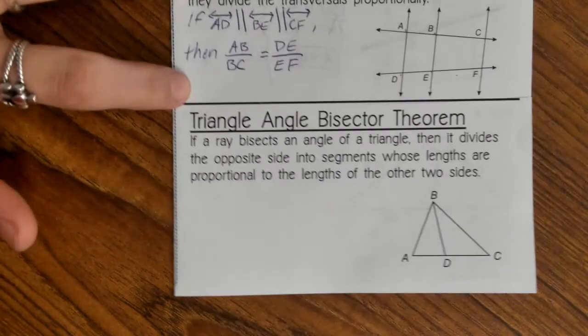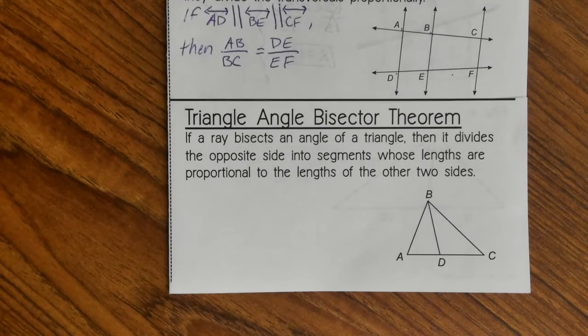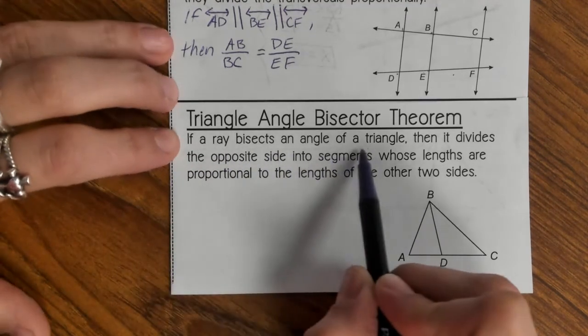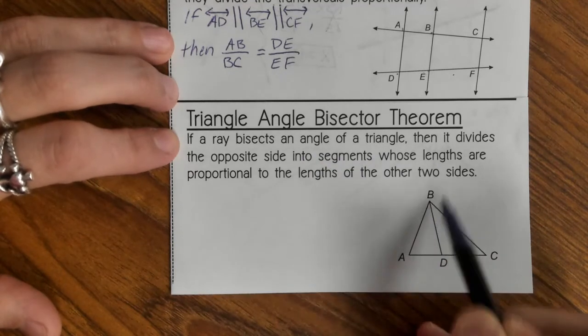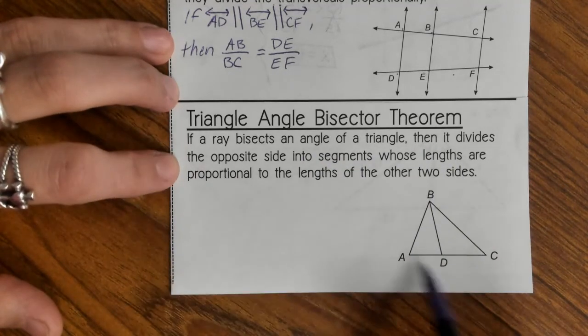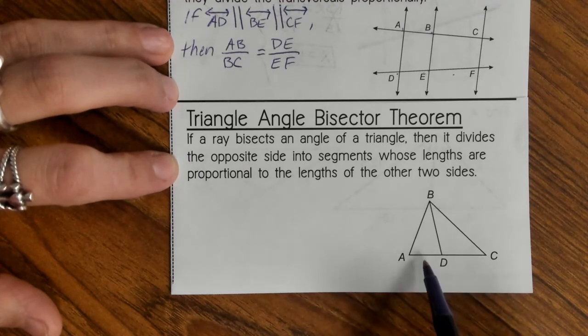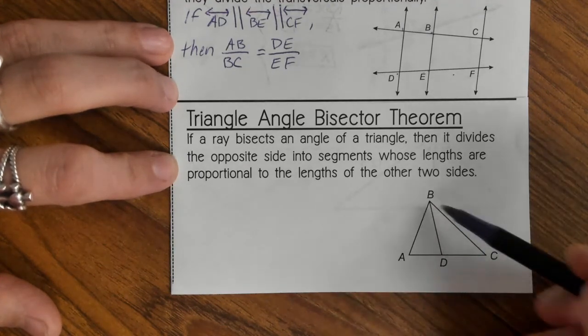The last one we talk about here is going to be our triangle angle bisector theorem. So we're going to be looking at, are we bisecting an angle here? All right. So our conditional statement, we have if a ray bisects an angle of a triangle, then it divides the opposite side into segments whose lengths are proportional to the lengths of the other two sides.